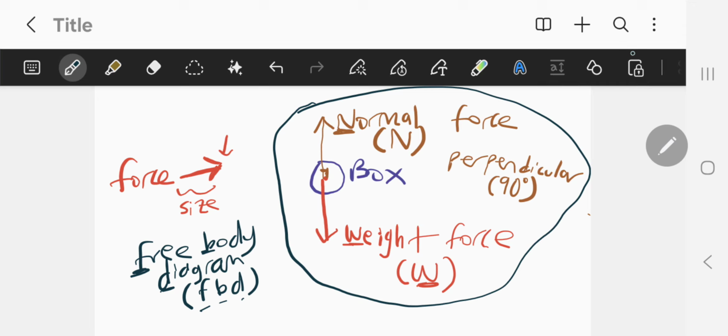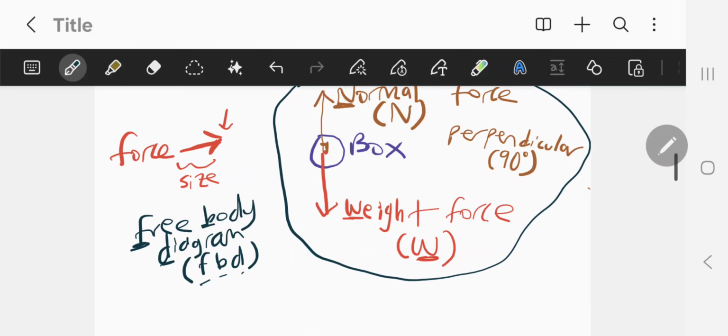And so that's the free body diagram for a box sitting on a table. You have a weight force, it's got a weight. If you measure its weight, it could be, let's say, 10 kilos. But the normal force will also have to be 10. Now, what I should be saying rather is the weight force, not the mass.